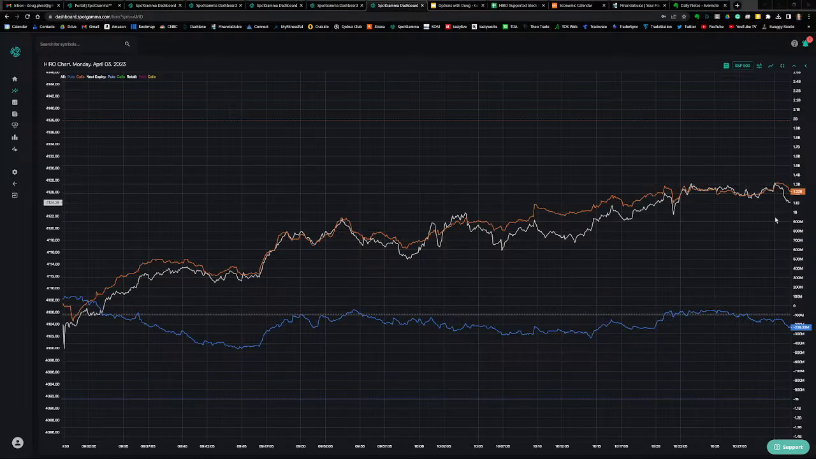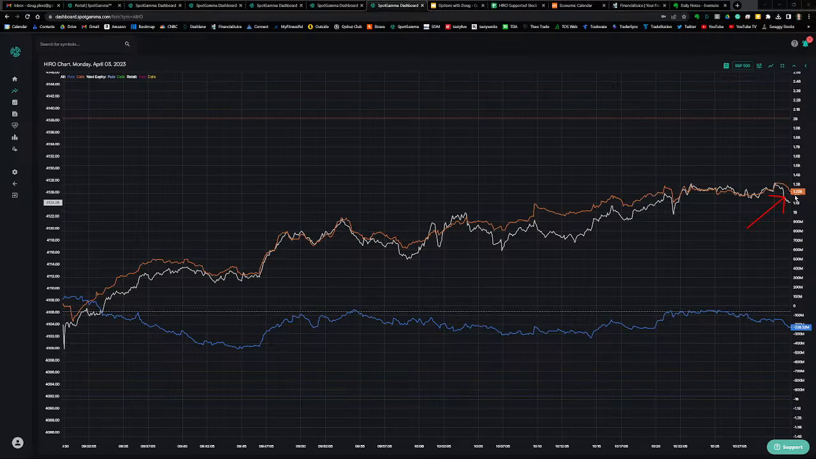And first of all, you can see the strong correlation with the rising orange line, indicating call buyers. And notice the notional value here at 1.2 billion versus the notional value of the puts at minus 228 million. So 1.2 billion versus minus 228 million. Call buyers are winning, price is rising.